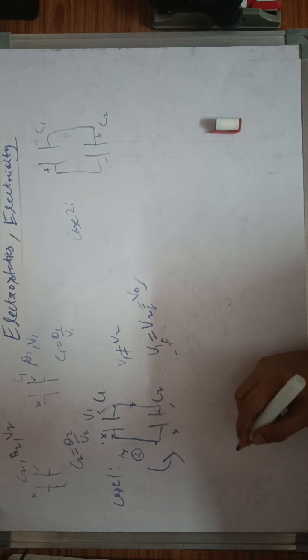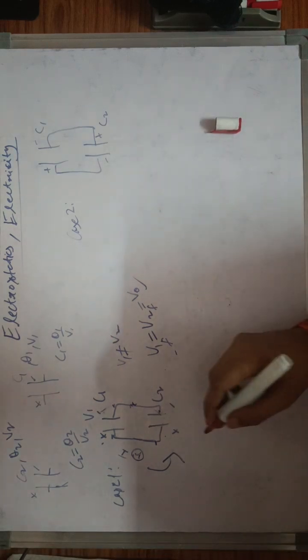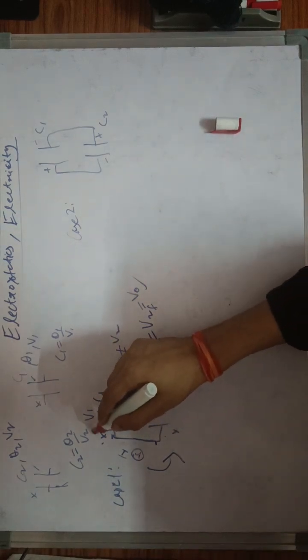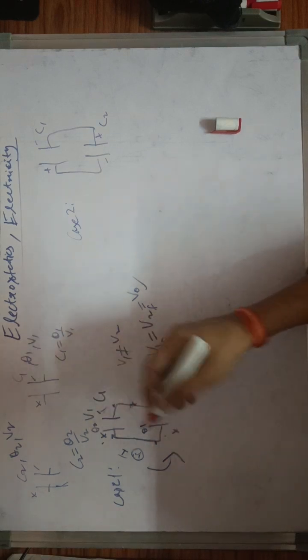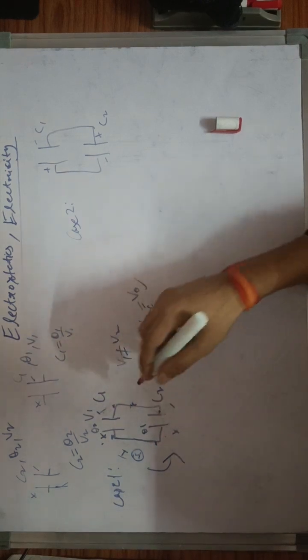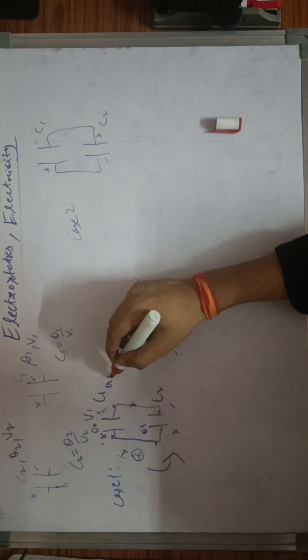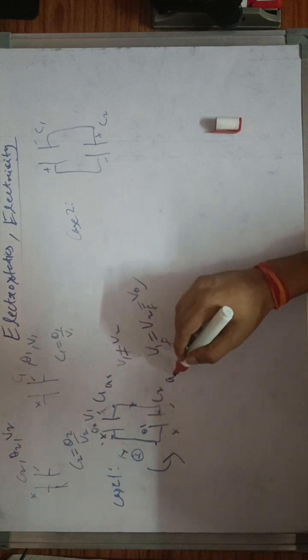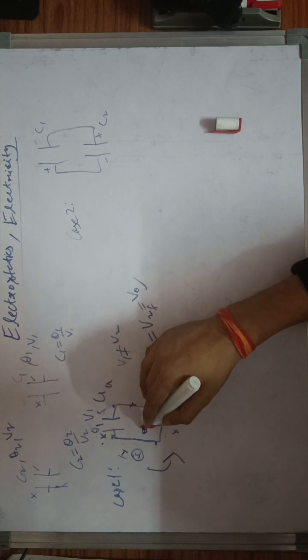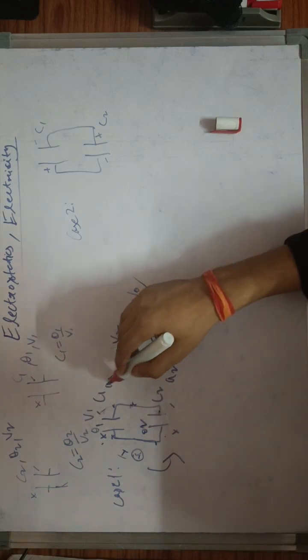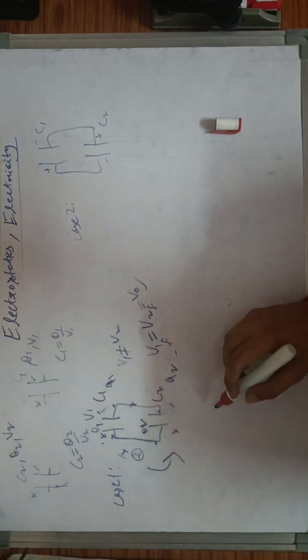Now we know that, since there is Q2 charge on this plate and Q1 charge on this plate initially, after some time when this equilibrium is reached, let's say it becomes Q1 dash and Q2 dash in the final case.